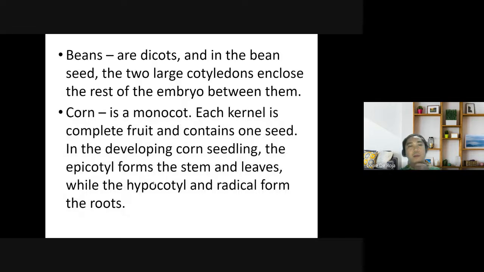Okay, corn is a monocot. Each kernel is a complete fruit and contains one seed. In the developing corn seedling, the epicotyl forms the stem and leaves, while the hypocotyl and radicle form the roots.